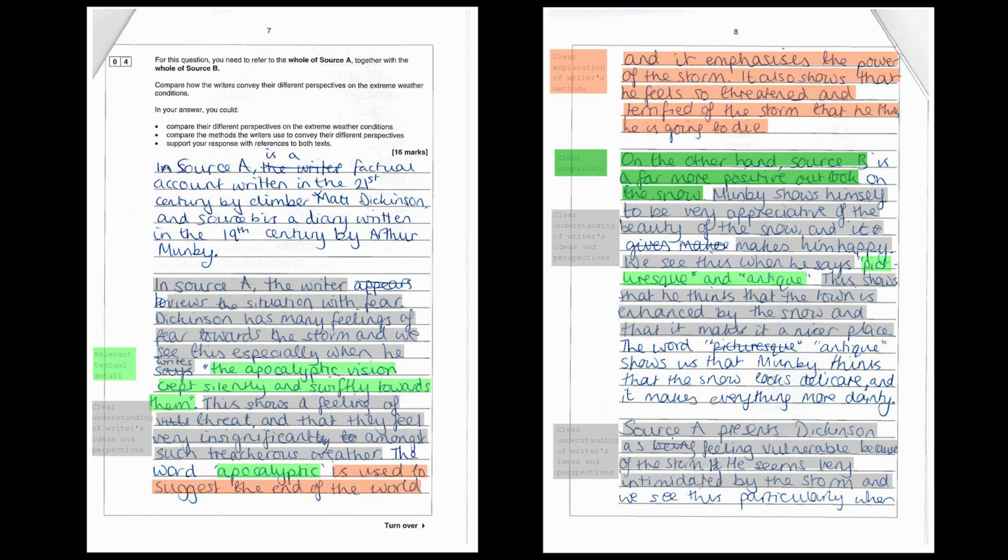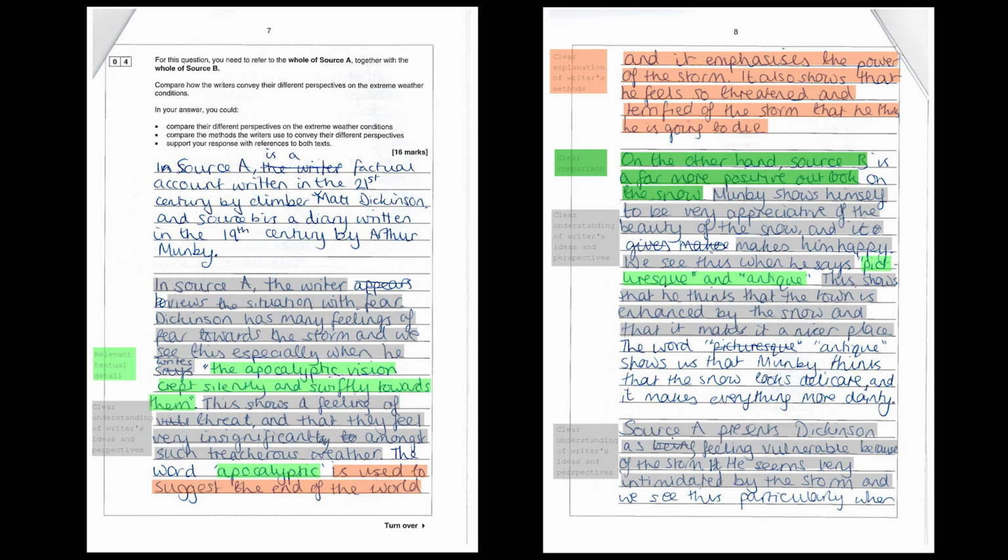If we look at a student's response for question 4, this one is level 3, it's a clear and relevant response, and we'll be able to talk you through how the mark scheme has been achieved here. So in source A, the writer views the situation with fear. Dickinson has many feelings of fear towards the storm, and we see this especially when he writes, "The apocalyptic vision crept silently and swiftly towards them." This shows a feeling of threat and that they feel very insignificant amongst such treacherous weather. The word apocalyptic is used to suggest the end of the world, and it emphasizes the power of the storm.